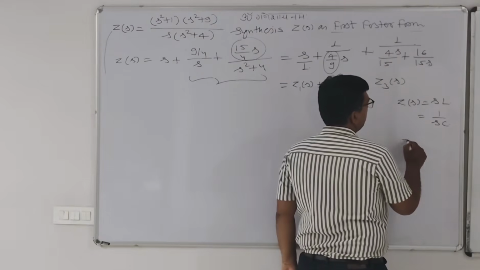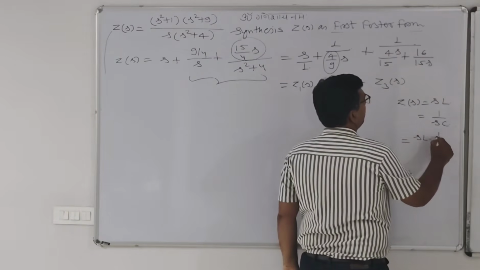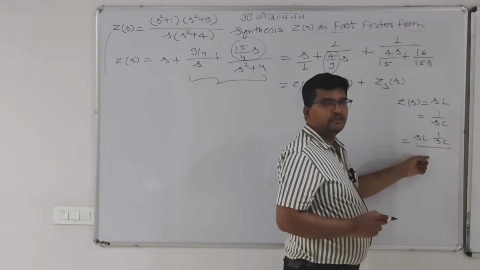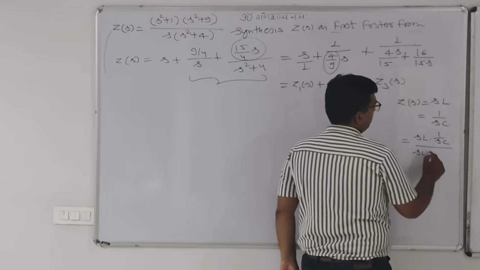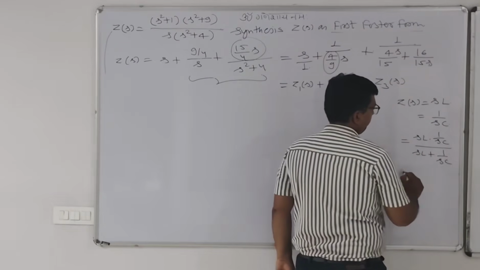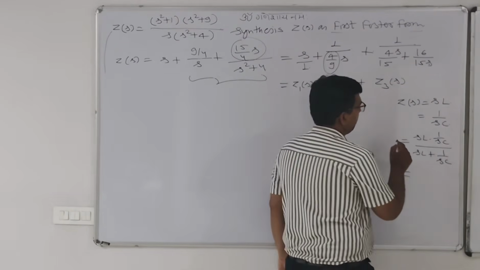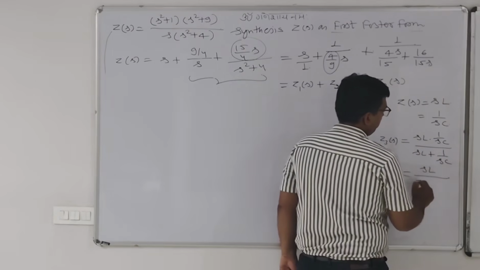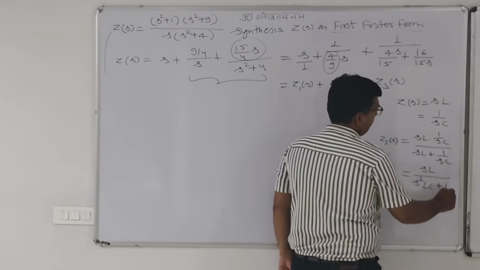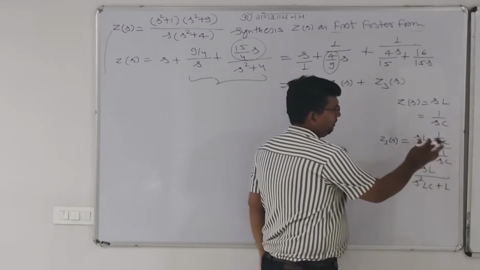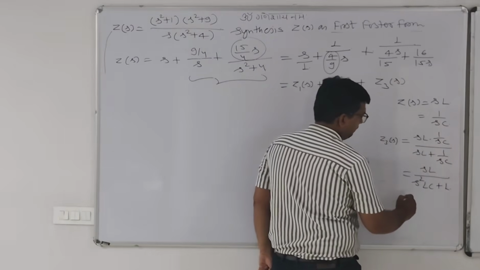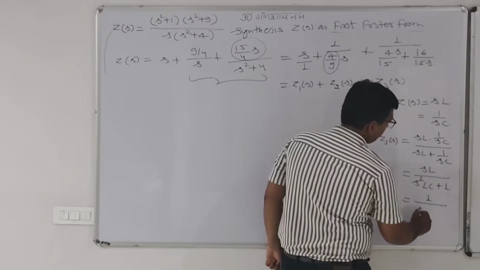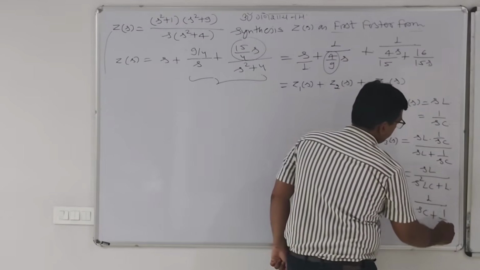It means when both are connected in parallel, what will be the equivalent impedance? That is Z1 Z2 upon Z1 plus Z2. What does this become? SL times 1 upon SC, upon SL plus 1 upon SC. This is our Z3(s). So I will take the LCM. This becomes S square LC plus 1. The SC and SC in the denominator cancel out. Then we will divide each term by SL. So this becomes SC plus 1 upon SL.